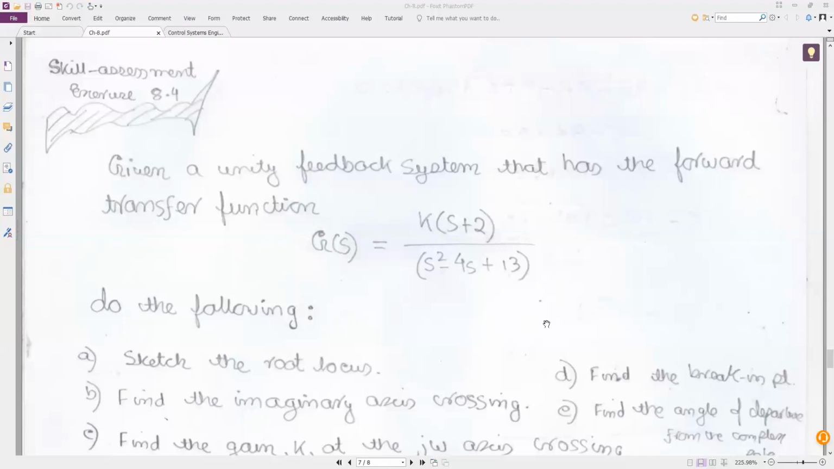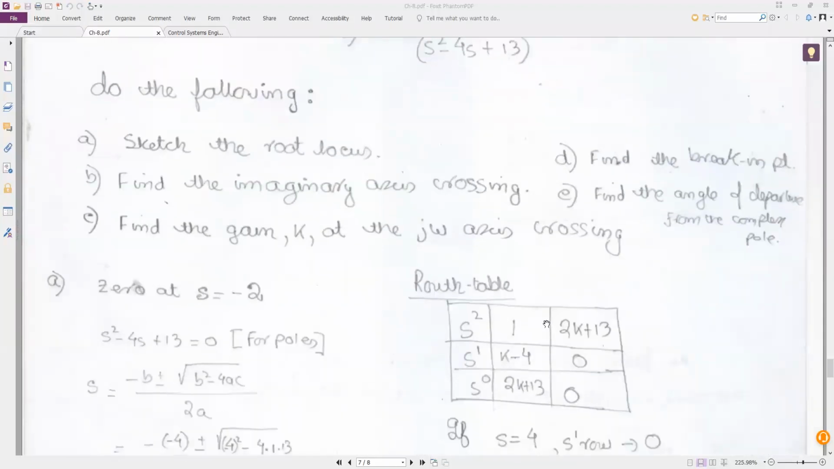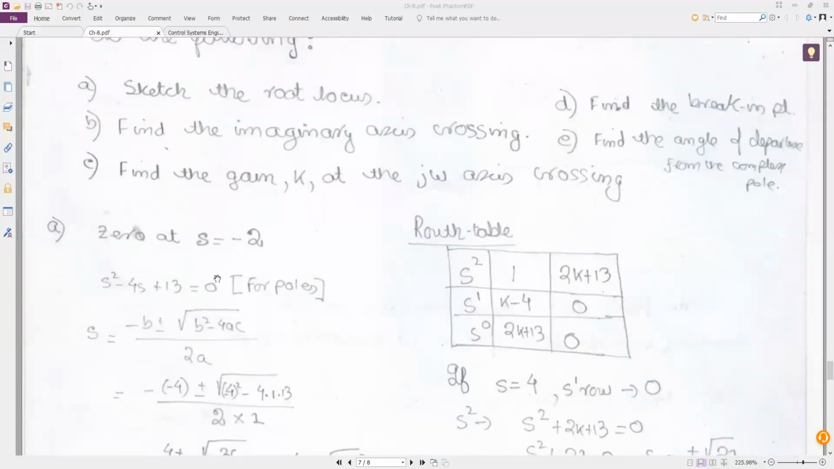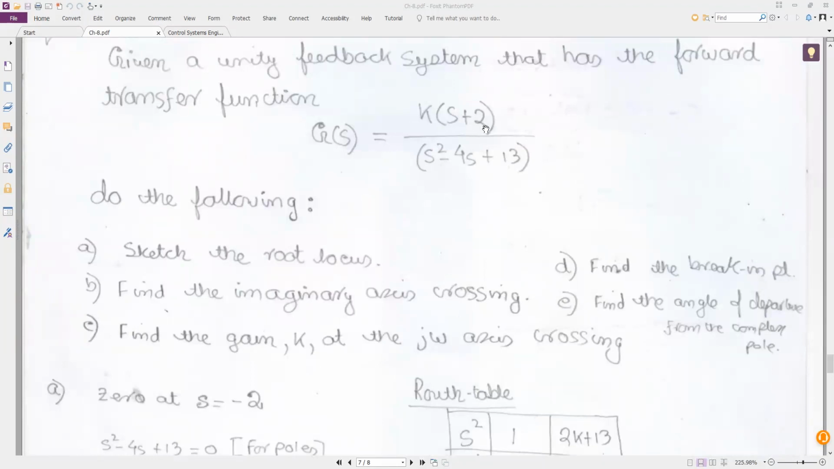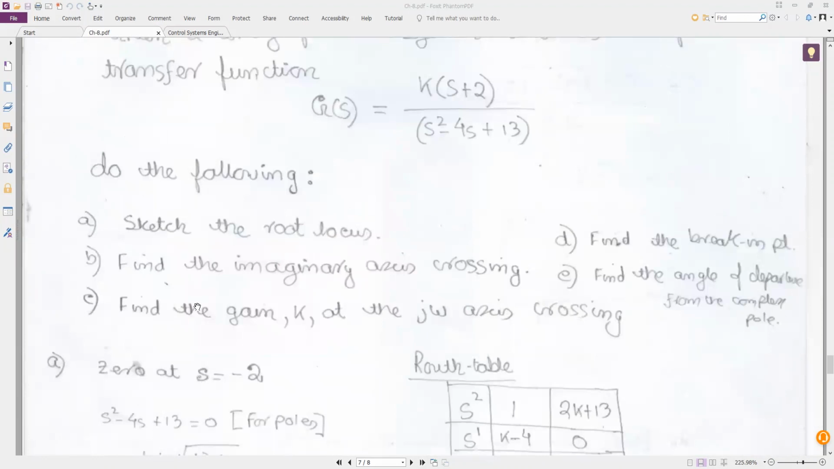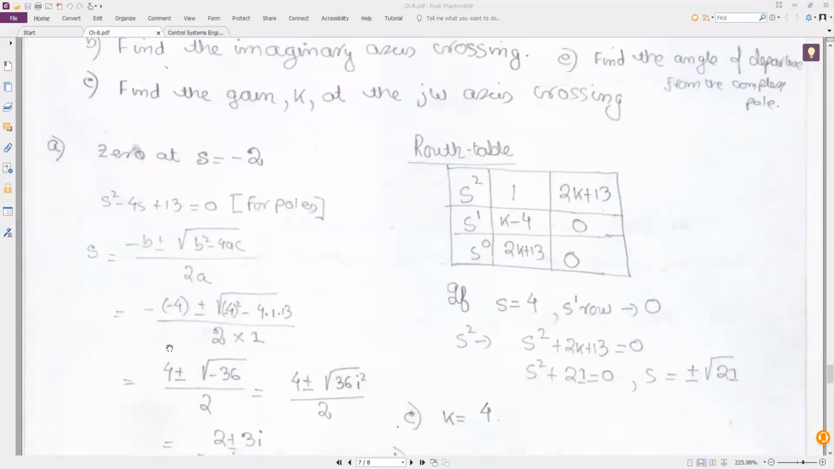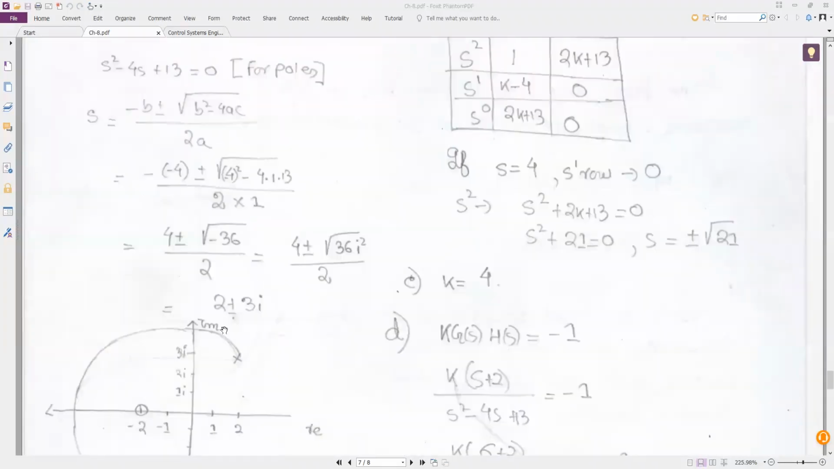So first of all, sketch the root locus. To determine the root locus, what do you have to do? See, the zero is at s equal to minus 2. For poles, you have to calculate this. So consider it as 0, and we can use this formula. Put the values here, then you get 2 plus minus 3i.